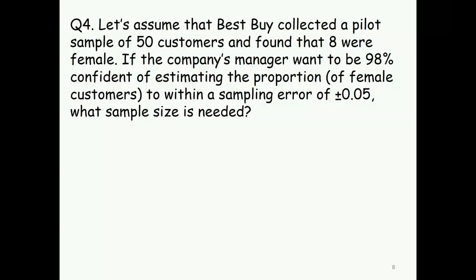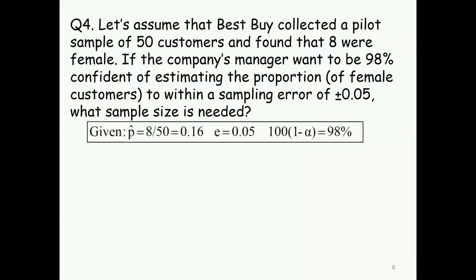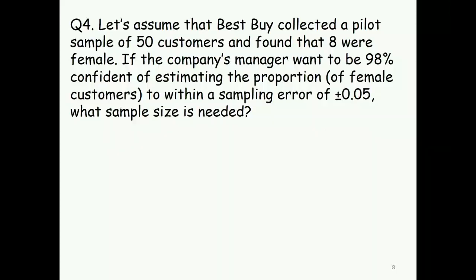We have the formula for the proportion, if you remember, how to find n. 98% you have to find from the Z table. So this is, the p hat is 8 divided by 50. By the way, I gave you last week, there are 3 different methods. Method 1, you depend on historical data. Method 2, you use P 0.5, Q 0.5. Method 3, you apply a pilot study.